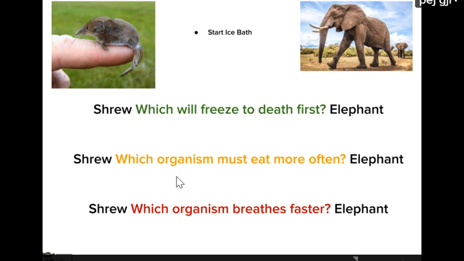So why does it burn more calories or have a higher respiration rate or a higher metabolism than an elephant? Because you think an elephant's big, so it must be higher, right? It's all about staying warm, guys. And that's a problem for the little shrew. Staying warm is not a problem for this elephant. And it's simply because of size. Small things get cold faster.